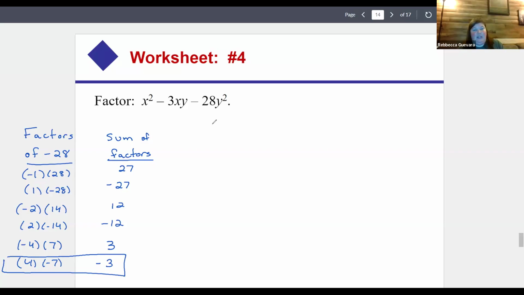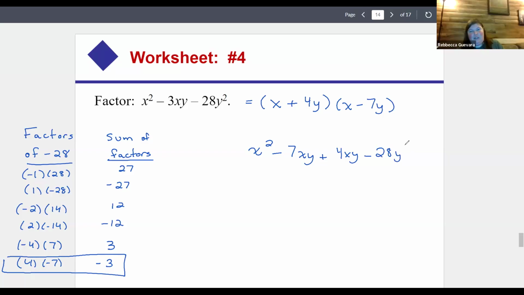So like I said, with the x's and the y's, that means that you're going to have an x plus 4y, and then you're going to have an x minus 7y. Because when we FOIL this, we get x squared plus 4xy. Then we're going to get, oops, I did that the wrong way. It still works. It's just not actual FOIL. And then we have 4y times x. And then we multiply on the outside, and we end up with a negative 28y squared.